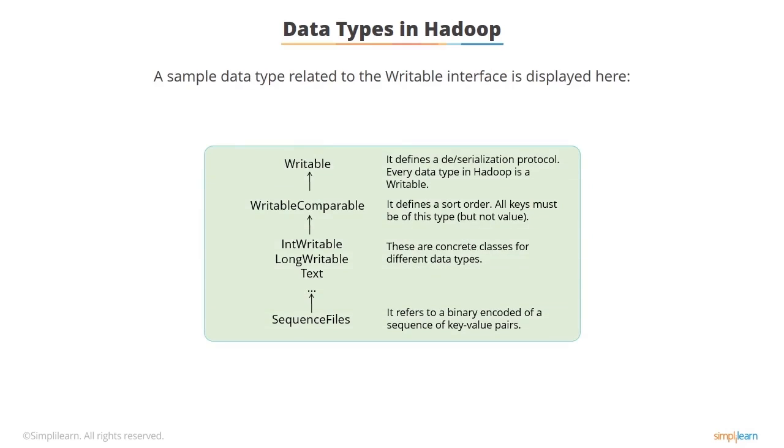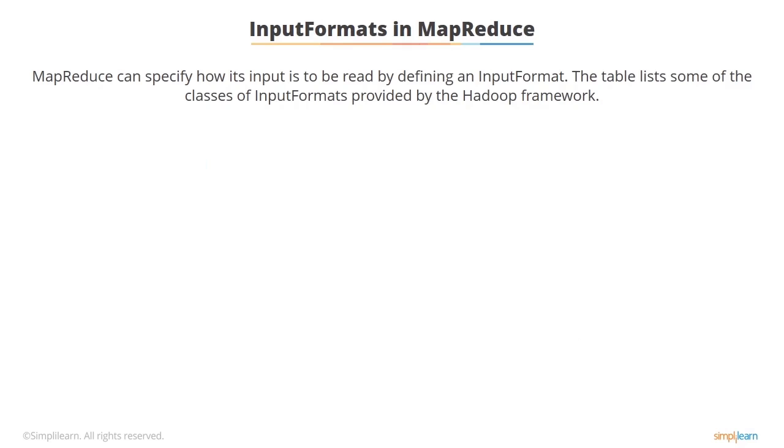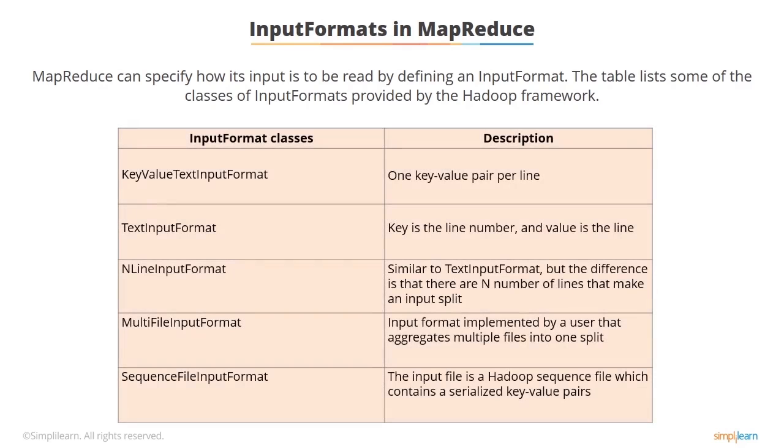The illustration here shows a sample data type you can create on your own. This data type will need you to implement a Writable interface. MapReduce can specify how its input is to be read by defining an input format. The table lists some of the classes of input formats provided by the Hadoop framework. Let's look at each of them.